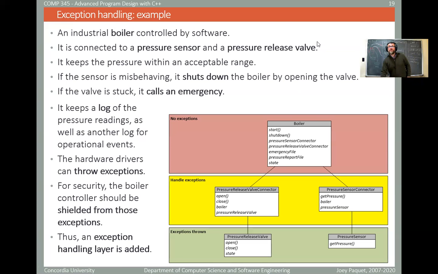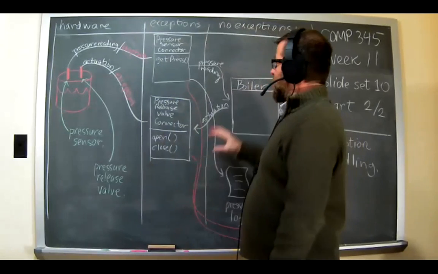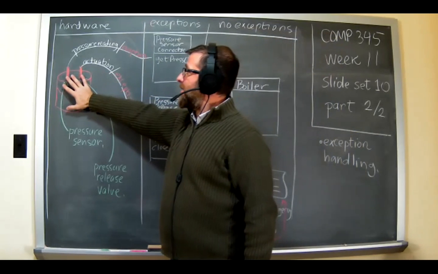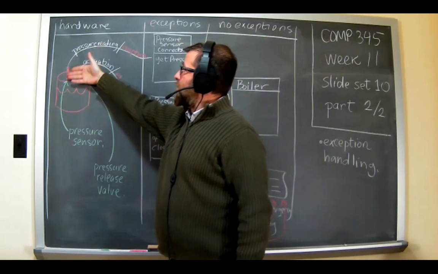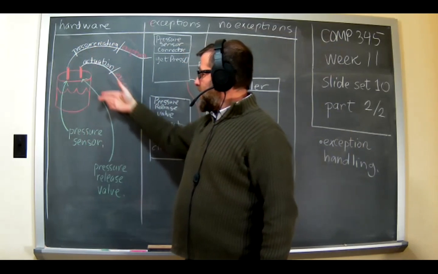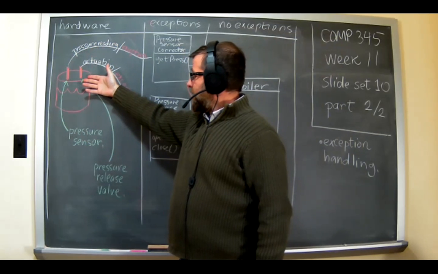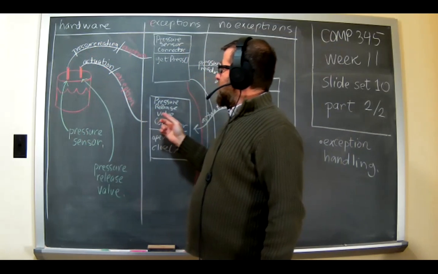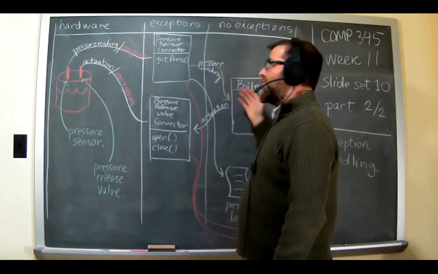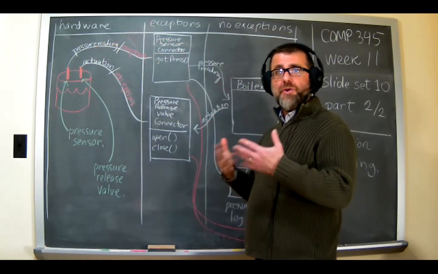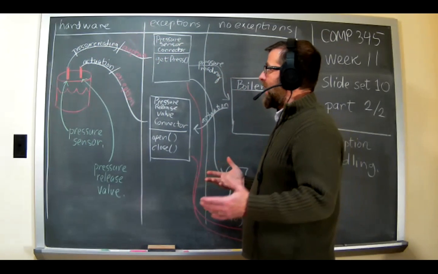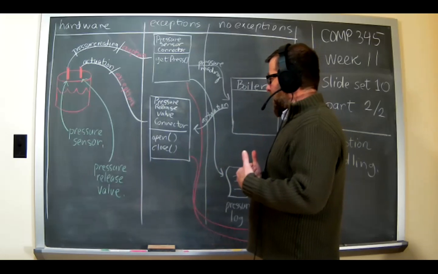Let me go back to stopping the share. So this is my boiler here, the code for my boiler. And here's the hardware layer where I have the pressure sensor and the actual pressure release valve. Of course, the boiler is going to want to read the pressure because it needs to gather a log of the pressure over time in the container in the boiler. So it's going to gather a log of information.